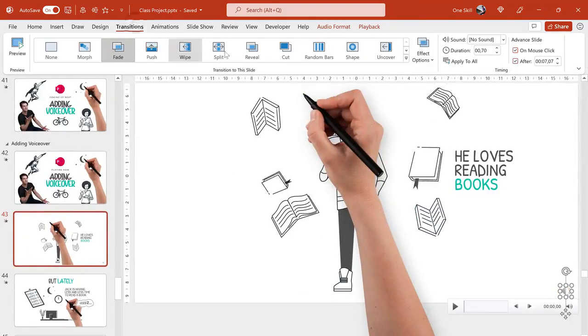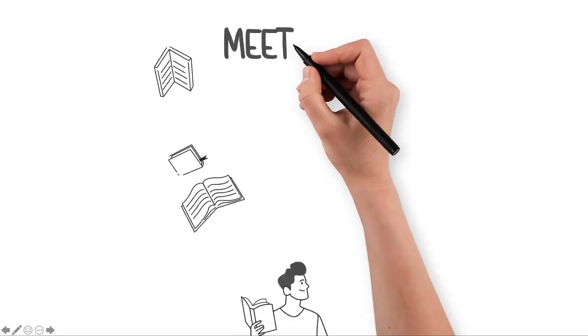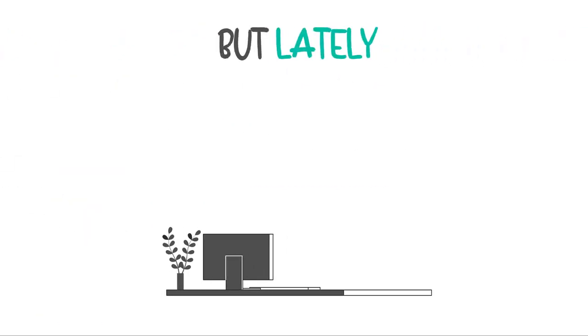And now let's jump to slide transitions and let's check if we have any changes. And yes, this slide has been set to auto transition after 7 seconds. And now let's check if this auto transition works. Meet Jack. He loves reading books. That's awesome. And now we should transition to the next slide. Here it goes. That's good.